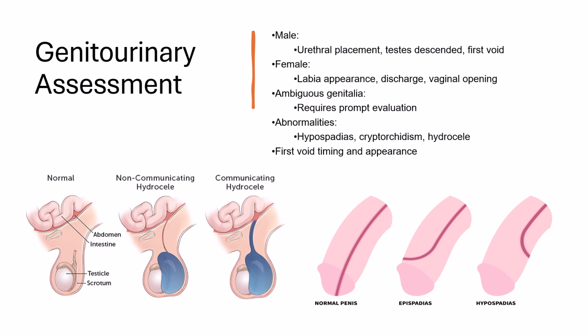Ambiguous genitalia requires prompt evaluation by an interdisciplinary team. Watch for abnormalities like hypospadias, abnormal urethral opening, cryptorchidism, undescended testes, and hydrocele, fluid collection around testes that transilluminates. The timing and appearance of the first void are important indicators of urinary tract function.